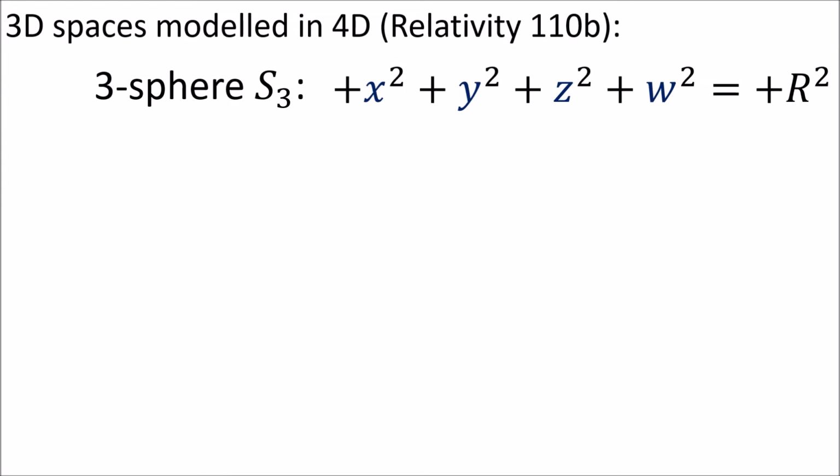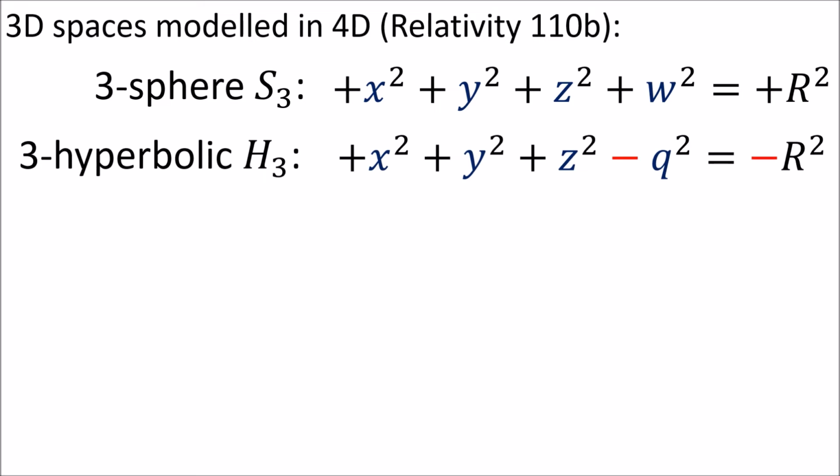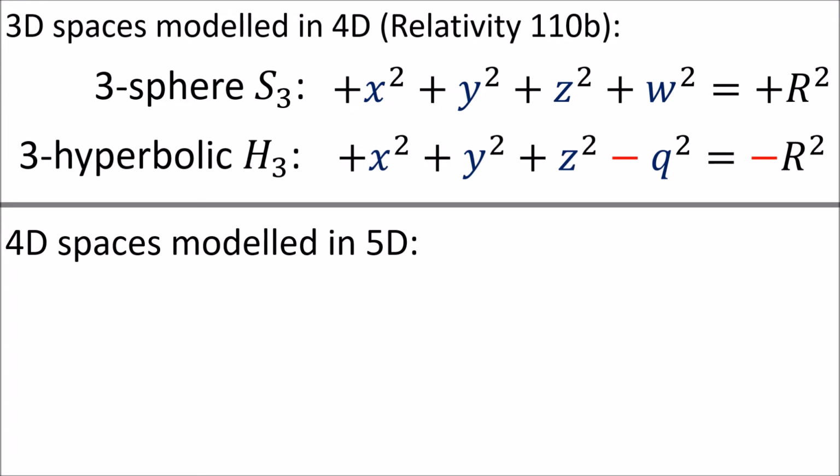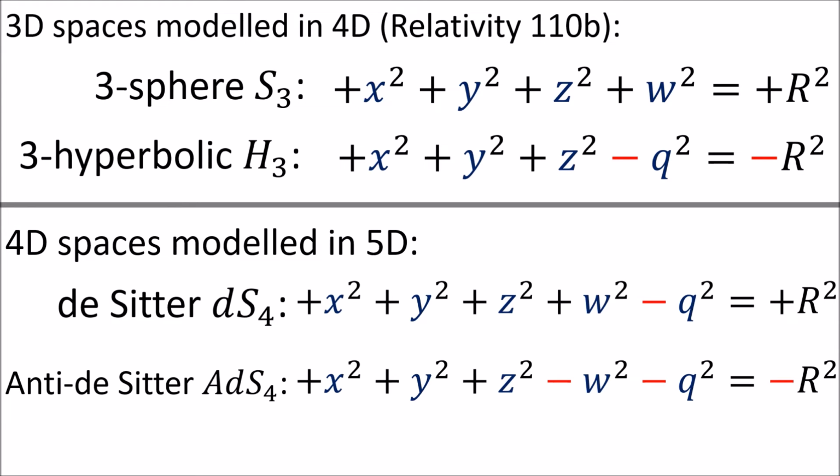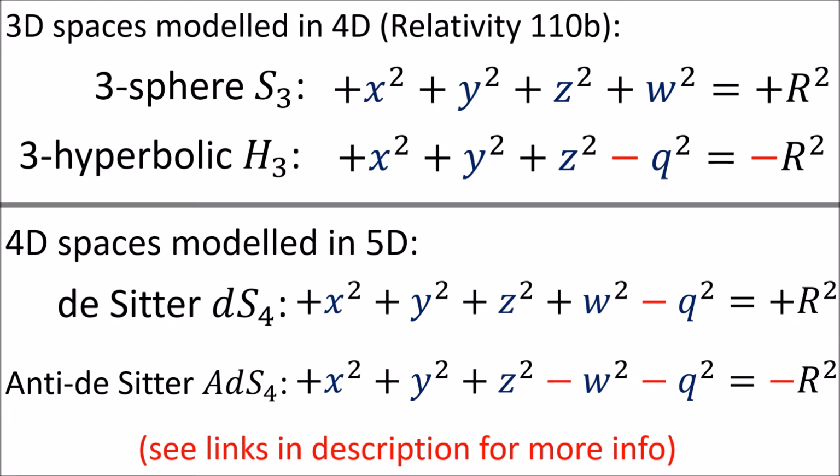And just as we can model 3D spherical and hyperbolic spaces by using surfaces in 4 dimensions with a constant radius or curvature parameter, we can also model the 4D de Sitter and anti-de Sitter spaces by using surfaces in 5 dimensions with a constant curvature parameter. I'm not going to go into the mathematical details here, so check the description for links to more info.